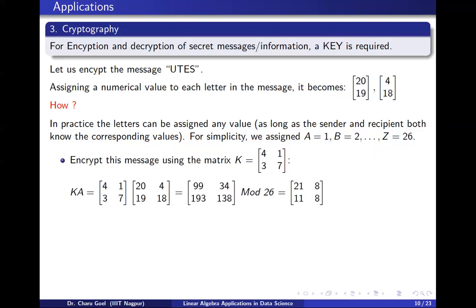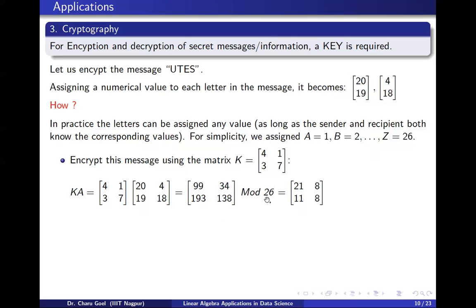So what I will do, I will multiply this matrix that I have got from the message. I will pre-multiply it by the matrix K, and that will give me this matrix which has larger values. We can also leave it as it is, but for another security step, that I know as the sender and the recipient knows, let us take it modulo 26.